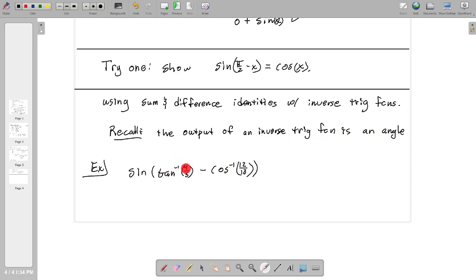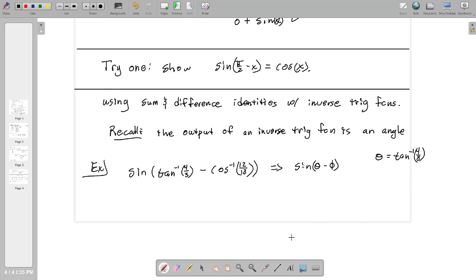So think of this as theta and this as phi, because that's what they're going to give you, is some angle. So this is essentially saying the same thing as sine of theta minus phi, where theta, we're saying, is the output of tangent inverse. Remember, it's an angle. And cosine inverse outputs phi. So what I'm saying here is let theta be tangent inverse of 4/3.